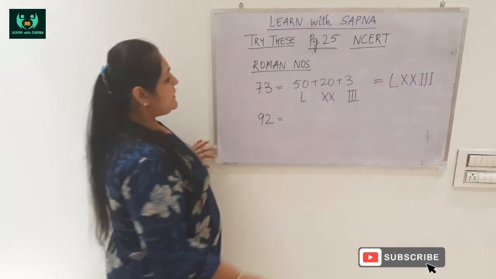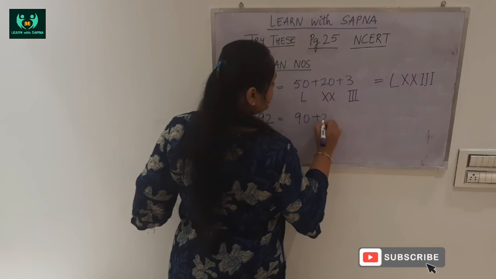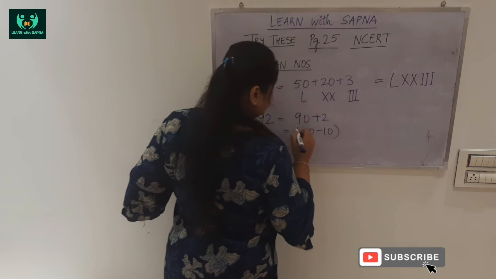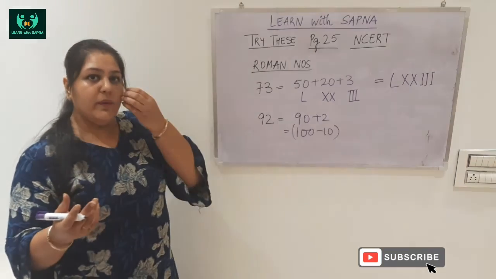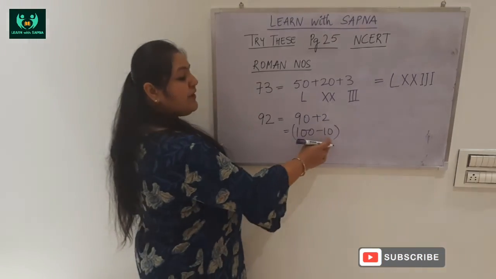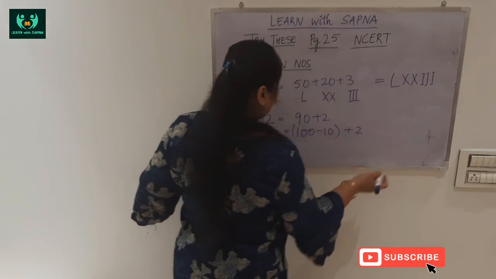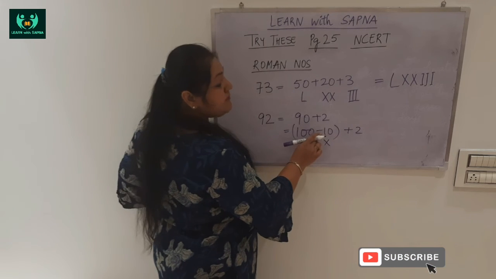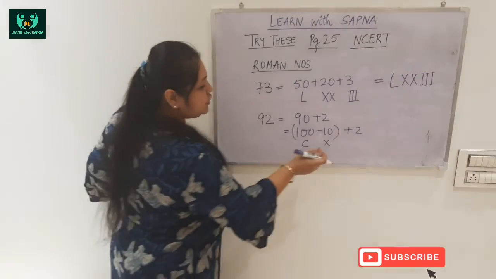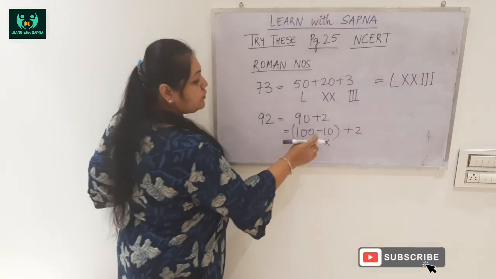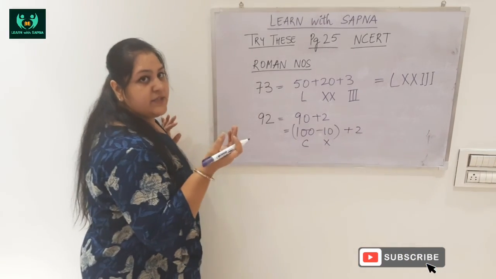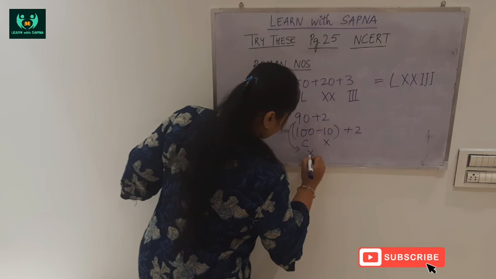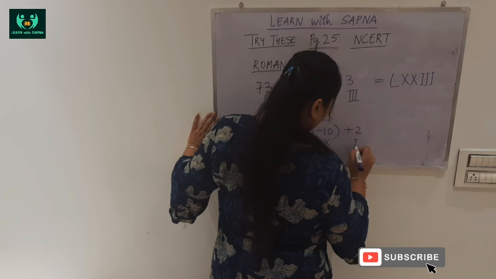right? Now again, 92 we can write as 90 plus 2, which can be further written as 100 minus 10, because for 90 we do not have a specific Roman notation. We have one for 100, we have one for 10, right? Plus 2. So 100 is C, 10 is X. But since it is in minus, what is the rule for minus? The second number comes first to indicate that this has been written in minus form, one less. So for 90 it will become XC, plus 2, for which we know 2 I's.